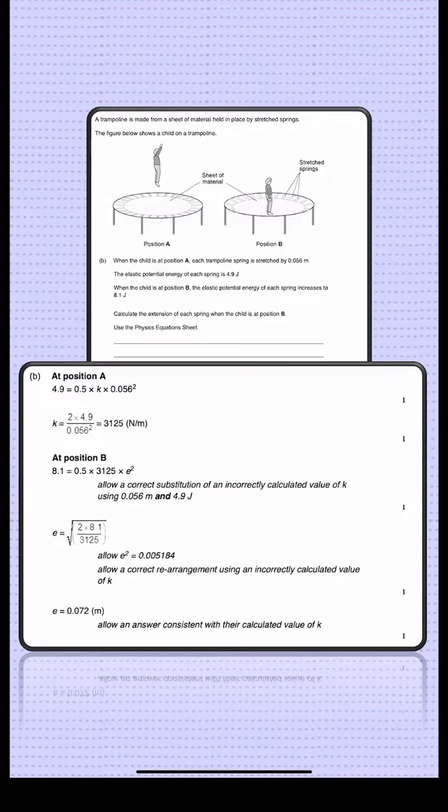So let's just check the mark scheme. We've got 3,125. That was fine. And we rearranged this equation and then we ended up with 0.072.